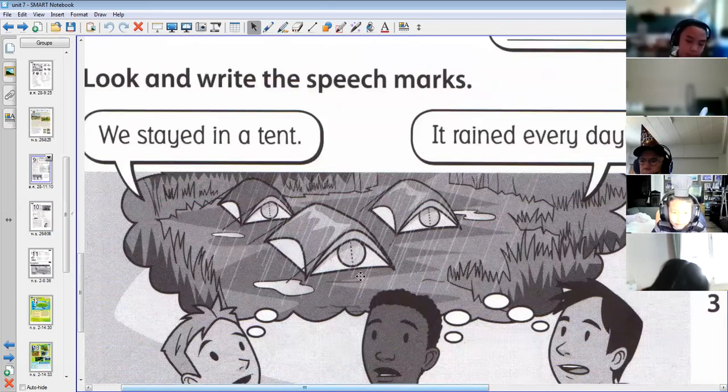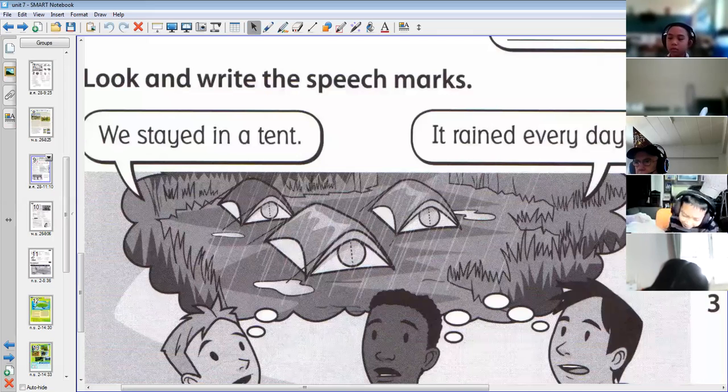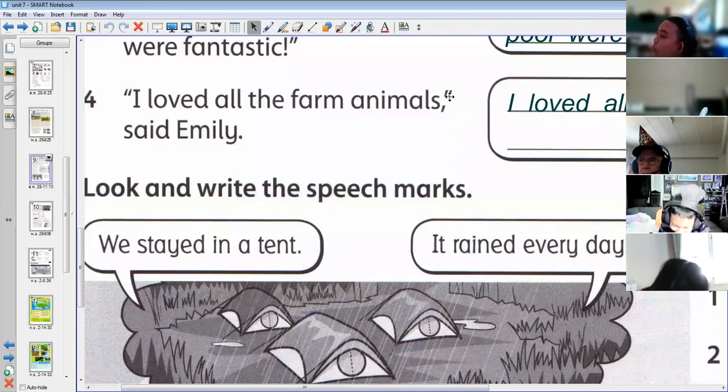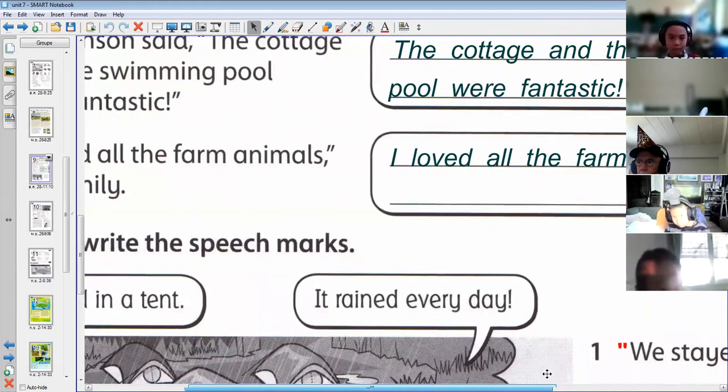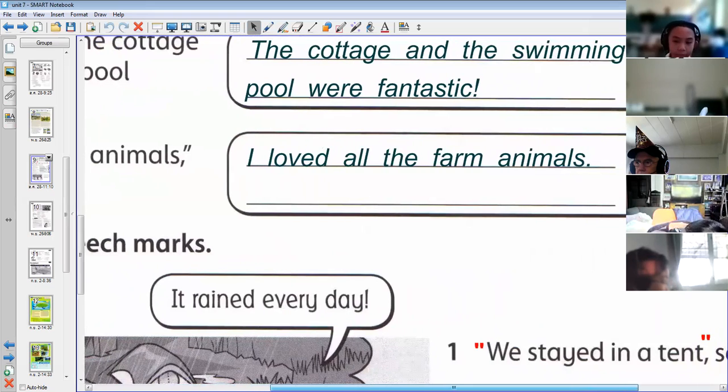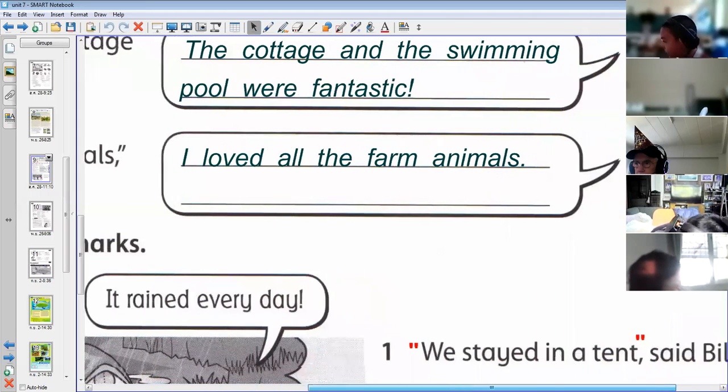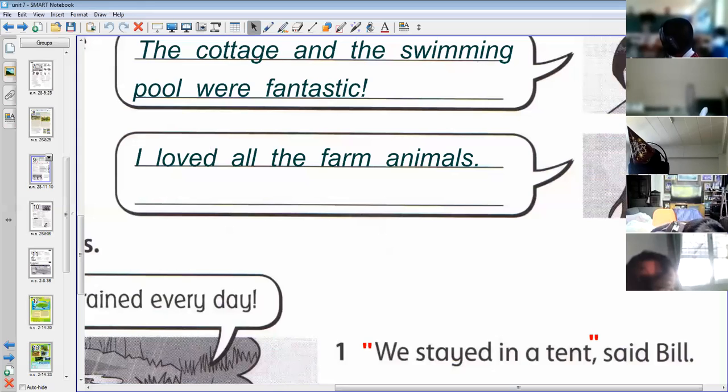So, to the right of the picture, you have the text. Color pencil, and draw the speech marks. The double apostrophes. Maybe I'll show you there, like that, okay? "We stayed in a tent." Finish. Start speaking, finish speaking. Said Bill. You do the same for numbers 2 and 3.